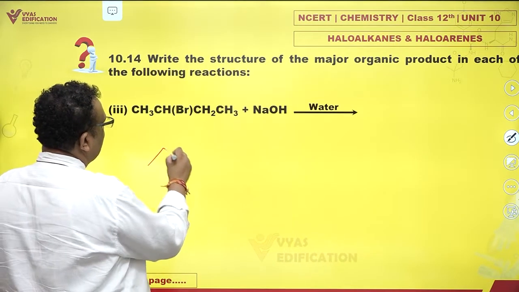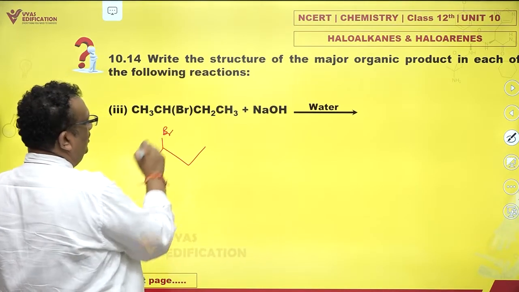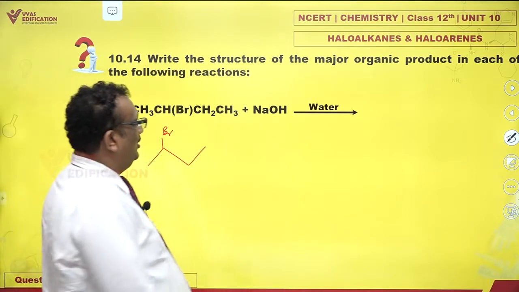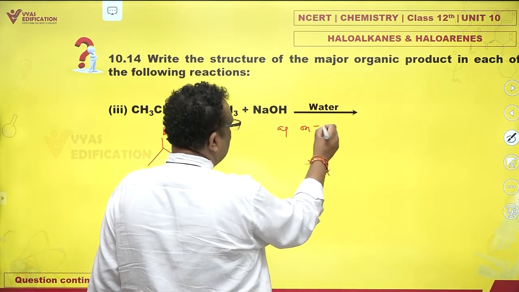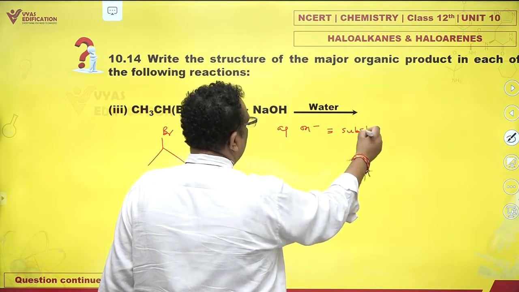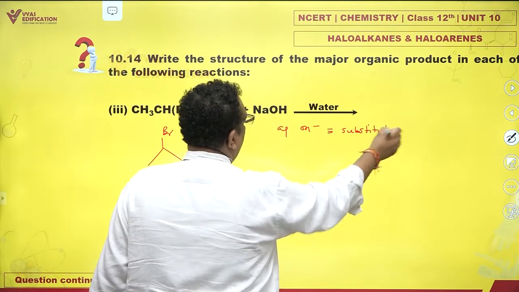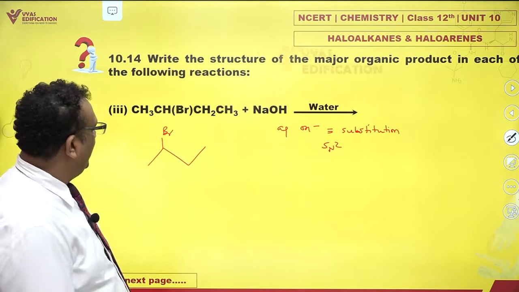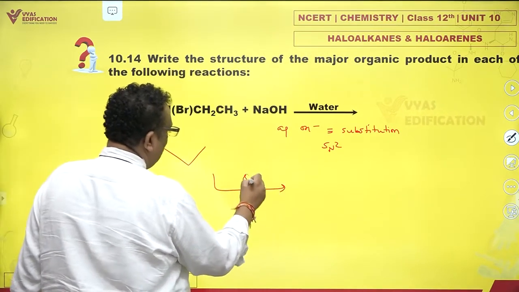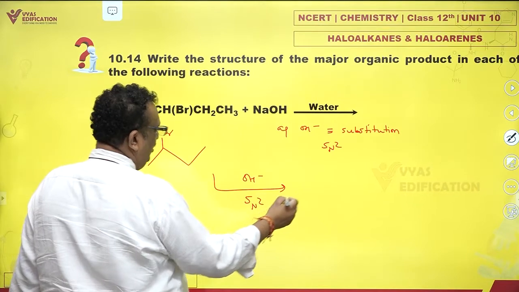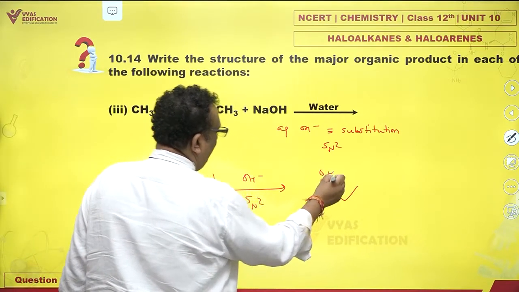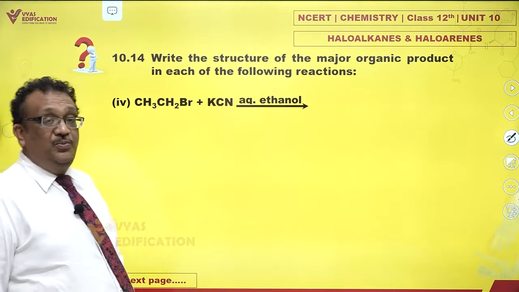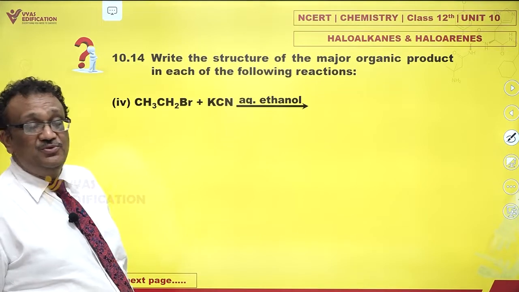Well, we have CH3CHBrCH2CH3. We have 2-bromobutane, and you have aqueous NaOH. Now, aqueous OH minus mostly promotes SN2 substitution, at least with secondary alkyl halides. So if you use OH minus, you have predominant SN2 attack, and Br gets substituted by OH. As simple as that.